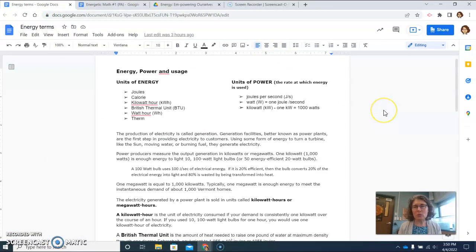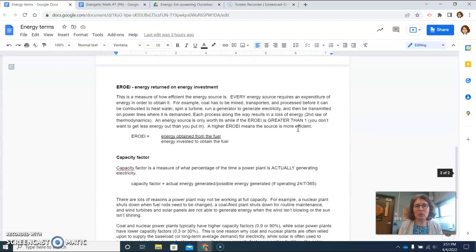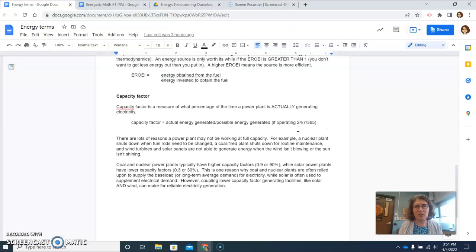So one of the things I encourage you to reference as you're working on this problem set is the energy terms handout that is linked for you in Google Classroom. Here, you're going to see an introduction to units of energy, many of which you're going to have heard of before. Kilowatt hour is one of those. And you're also going to see units of power. This is the rate at which energy is used. So you'll see that watt and kilowatt themselves are actually units of power. I encourage you to read through this handout before you delve into this problem set, just to familiarize yourself with those terms and then to use it as a reference as you continue to work.